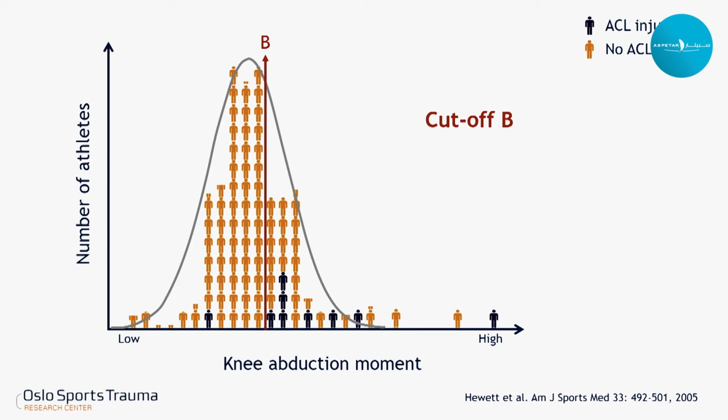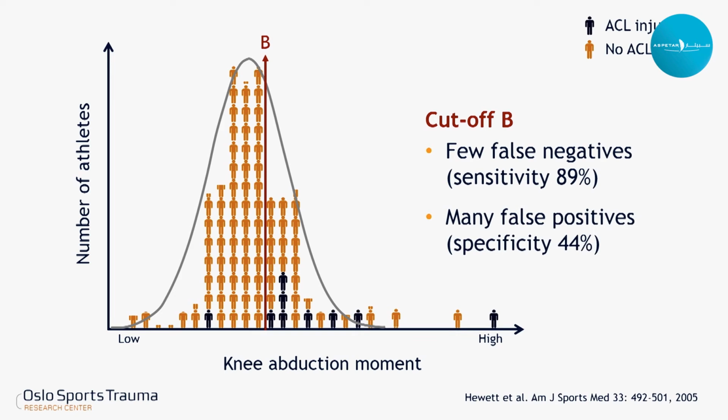If we move it further, so we capture 8 of the 9 injured ones, the problem with that is that we also capture half of the others. So again, I would say that this test, I'm not sure that this can be trusted to identify the injured athletes with sufficient test properties.